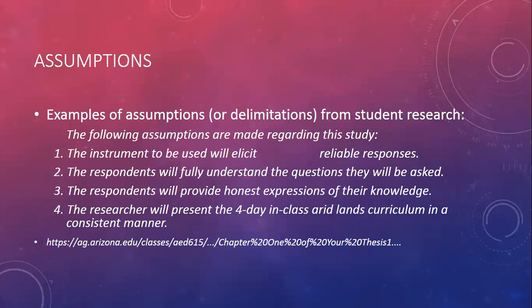This last one is important too, because essentially when it says here the researcher will present the 4-day in-class arid lands curriculum in a consistent manner, we need to make sure that we've trained them, or that we know that they've gotten the training to be able to do that. And then that they've made the commitment to do that for us. Once they do that, then we have to trust them to be honest. So a lot of it comes back down to honesty of the respondents or the participants, and to us having done our research so that we can say, with a measure of certainty, that this is actually what is going to happen, that we can trust people to do this.